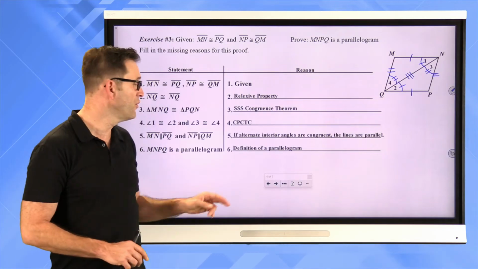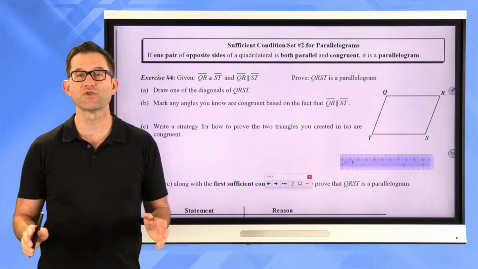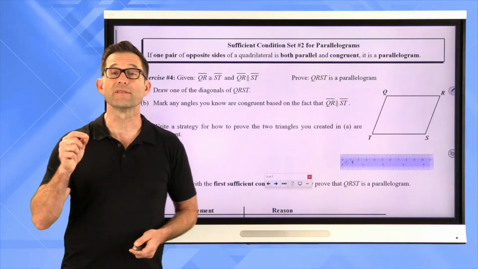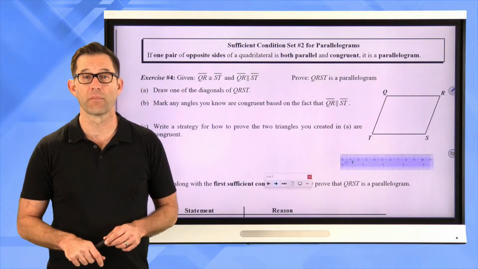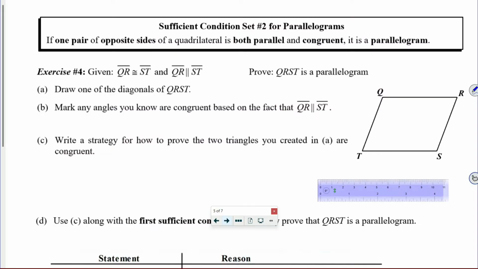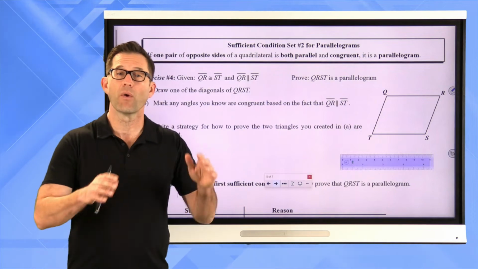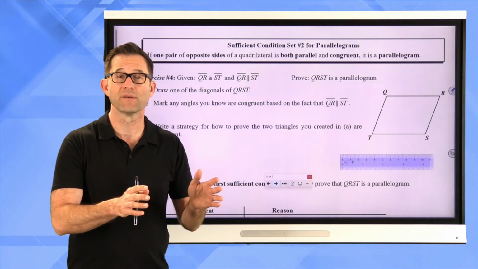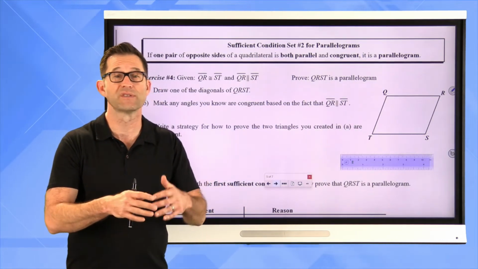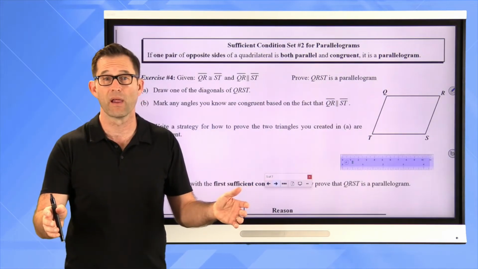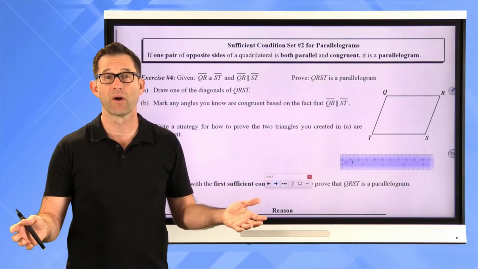All right, let's move on and continue to look at sufficient conditions. So now let's look at sufficient condition set number 2 for parallelograms. If one pair of opposite sides of a quadrilateral is both parallel and congruent, it is a parallelogram. Now this is kind of cool, and really get this, right? So, our first way of proving a quadrilateral is a parallelogram is just proving that it fits the definition of a parallelogram, i.e. it's got 2 pairs of parallel sides.